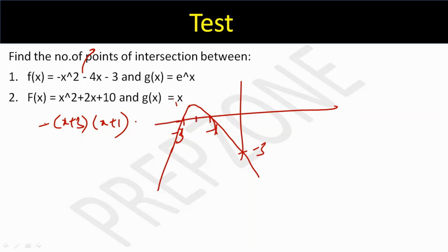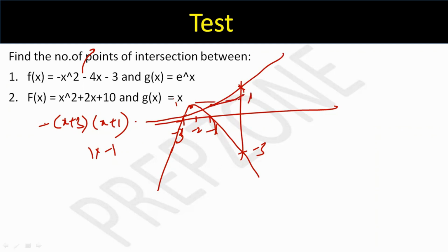Then e to the power x. And I know where the minima will be? Minima will be at x equals to minus 2, right? Somewhere like this. And at minus 2, it will be minus 2 plus 1, minus 1, and 1 into minus 1 is minus 1. So this value is going to be 1. And e to the power x will be something like this. I know when x is 0, this value is going to be 1, right? It will be somewhere like this.